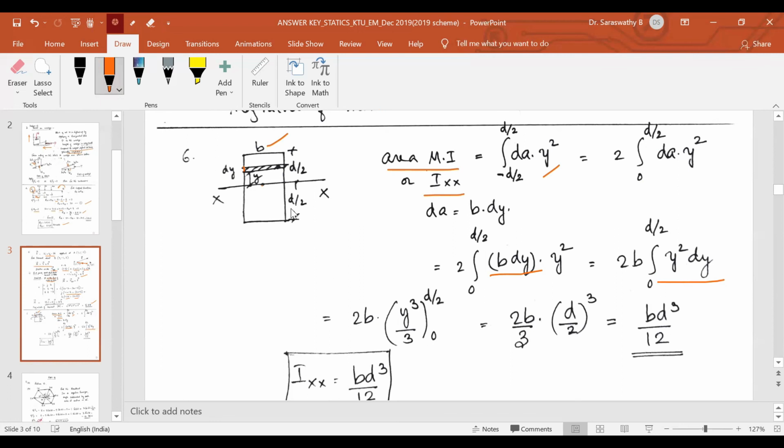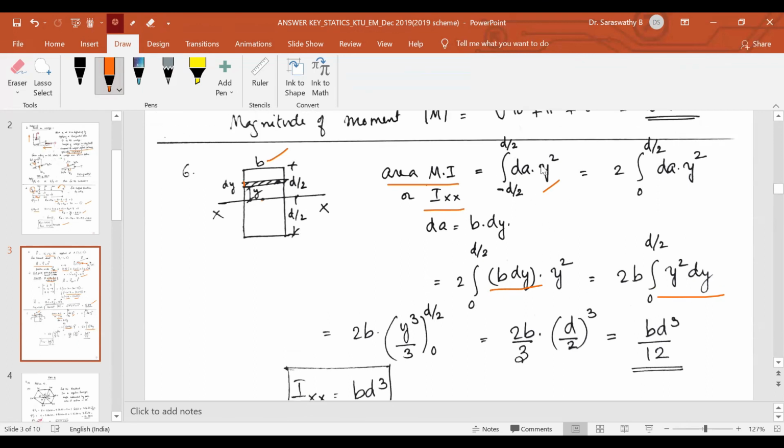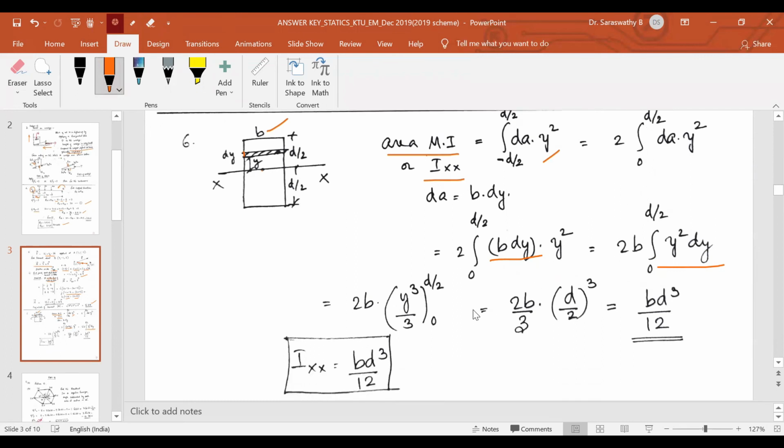And you have to integrate from minus d by 2. If this is the positive direction, this will be the negative direction. So minus d by 2 to plus d by 2, or we can take it as twice the integral from 0 to d by 2 of y square dy. So put the limits, d by 2 the whole cube, and you will get b d cube by 12. This is a formula which you have to learn by heart. For a rectangle, the moment of inertia about the CG axis is b d cube by 12.